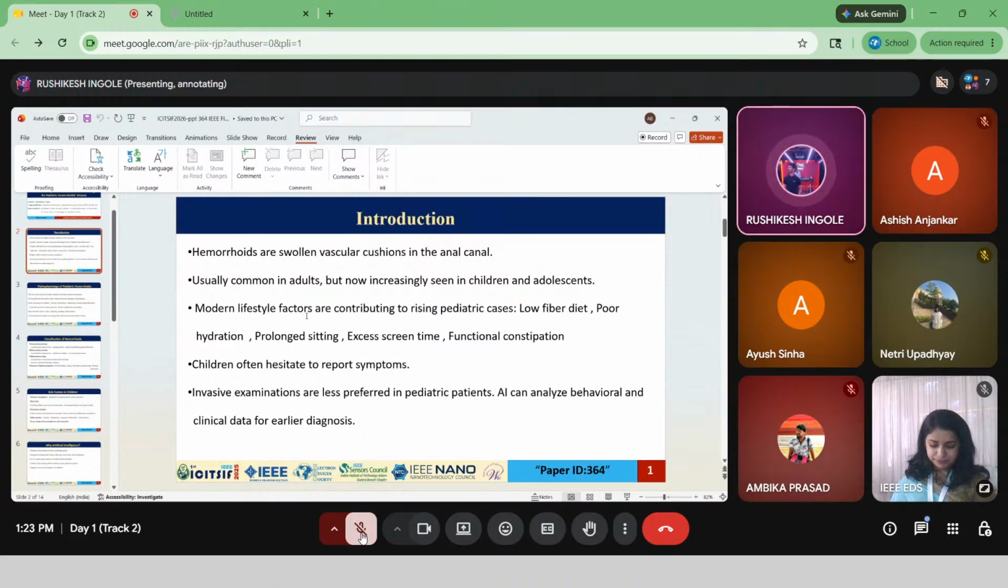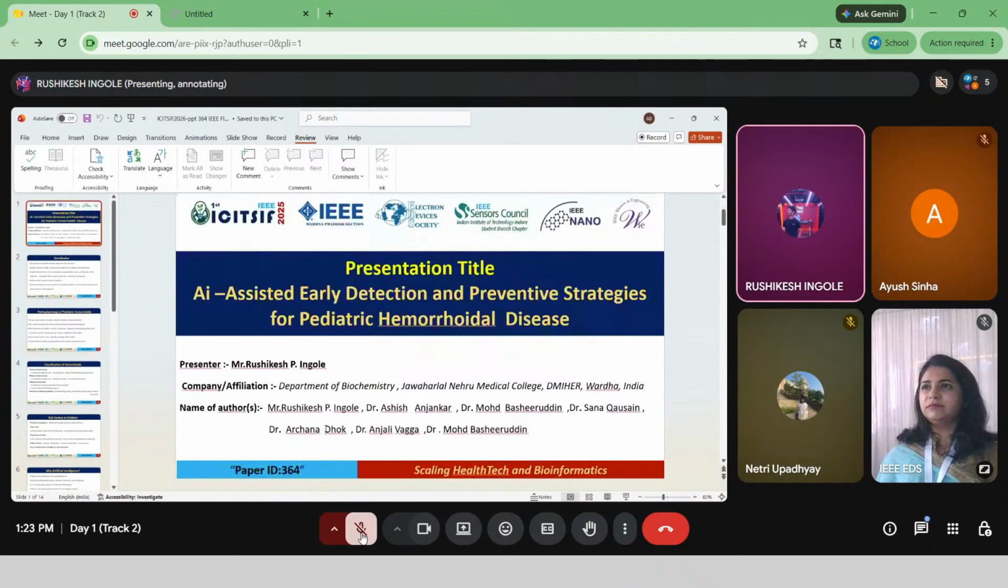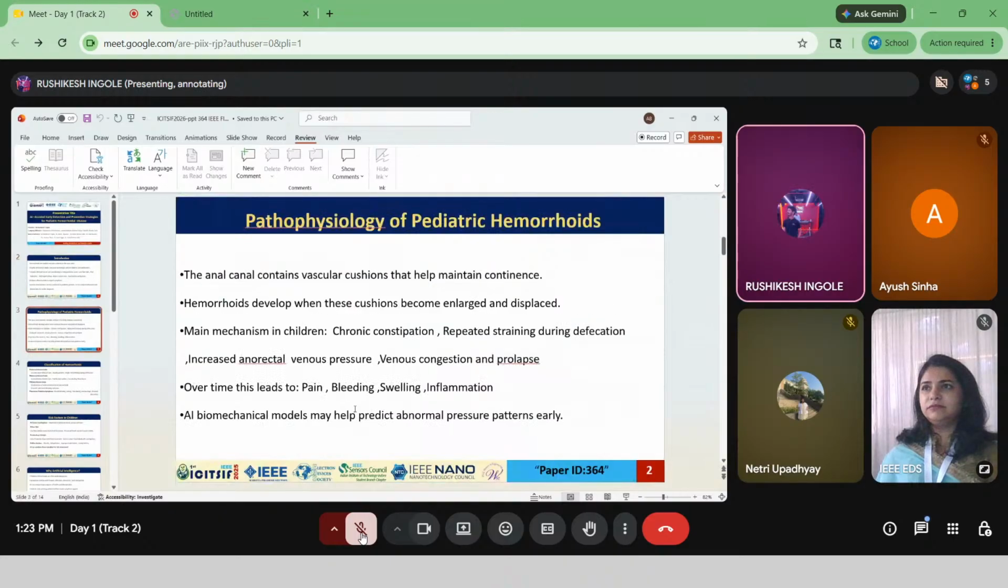Modern lifestyle factors are contributing to rising pediatric cases: low fiber diet, poor hydration, prolonged sitting, excess screen time, and functional constipation. Then children often hesitate to report symptoms. Invasive examinations are less acceptable in pediatric patients. AI can analyze behavior and clinical data for earlier diagnosis.